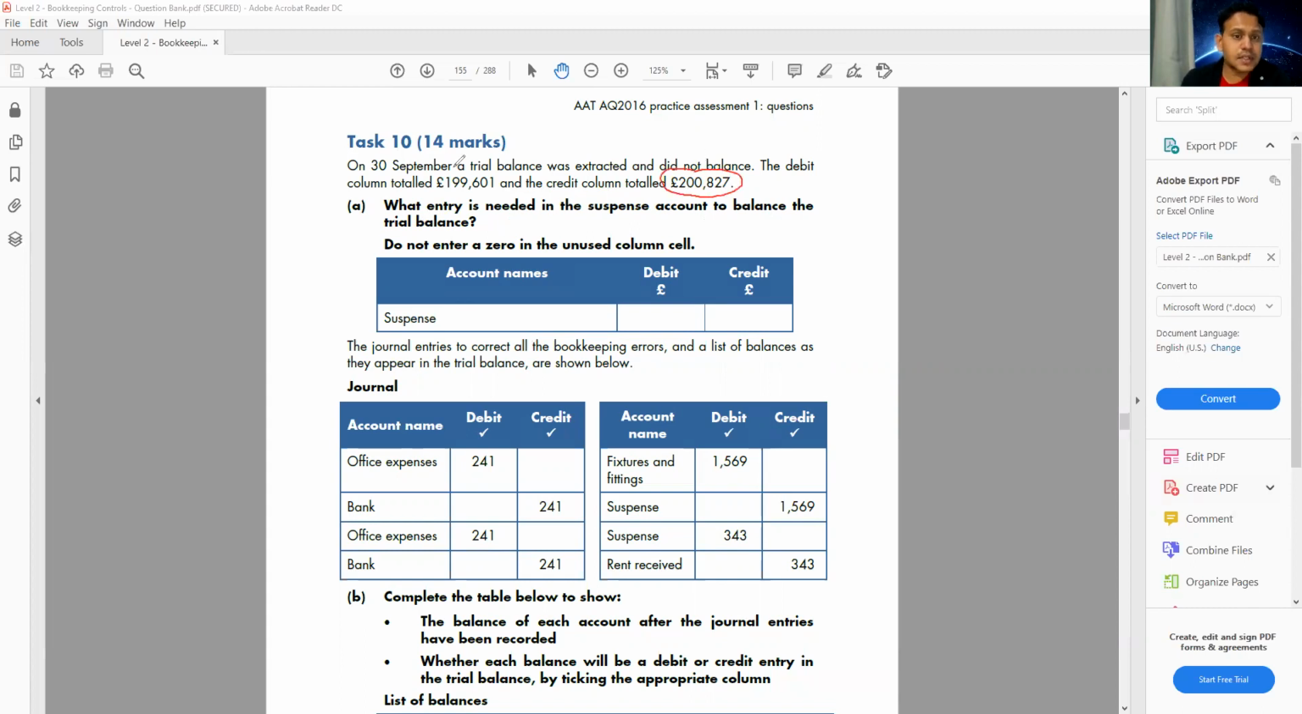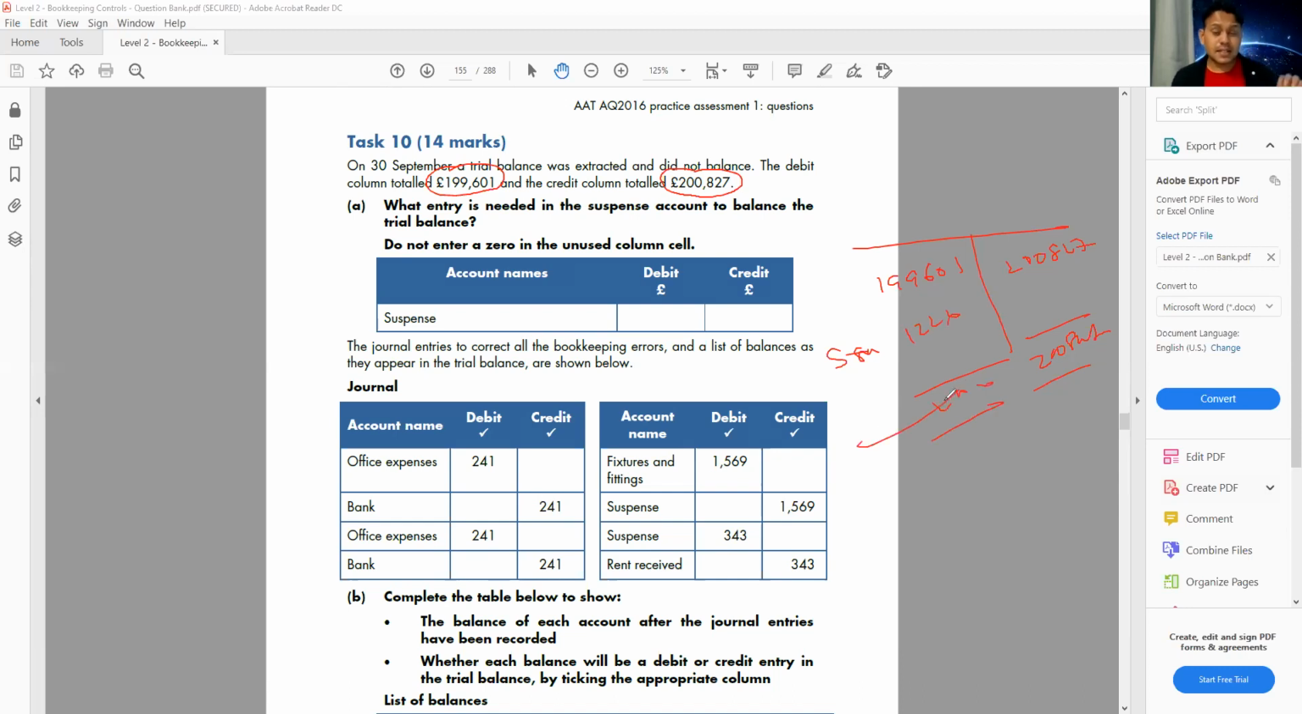You already know that if the trial balance does not balance, if my trial balance has a debit side something and the credit side something, then the difference will come and the suspense account is created. So here they said the credit column is 208.57 and the debit is 199.601, isn't it? So we can see the debit side is short. So if I want to match it, I need to put some extra balance here, and this balance is called suspense. And that will be how much? 1226. Then it will be matched.